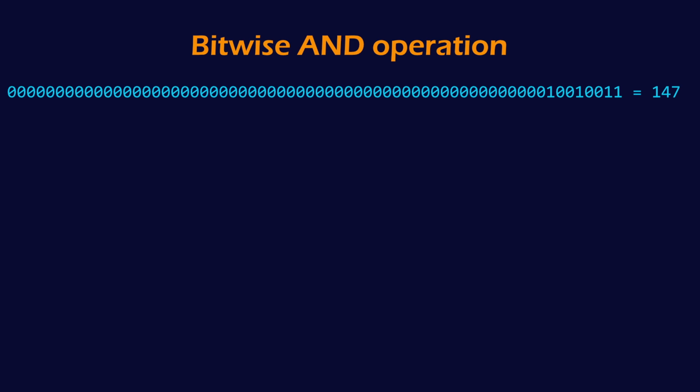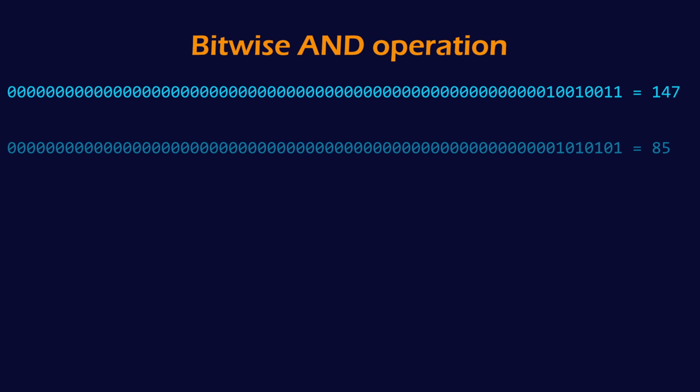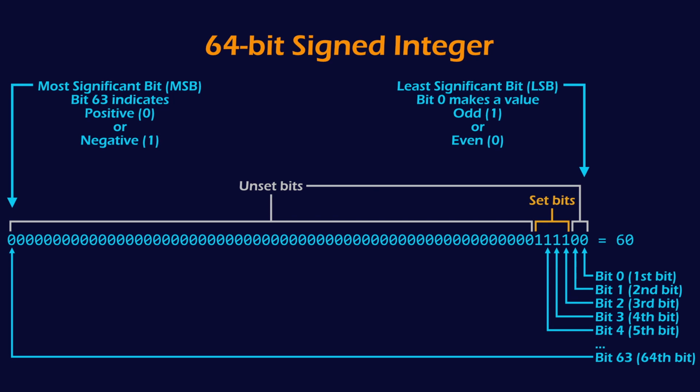Here are the bits for decimal value of 147 as a 64-bit integer. Here are the bits for the decimal value of 85 as a 64-bit integer. As an aside, remember that the first bit is the least significant bit. As with a lot of things in computing, we count bits from 0, not 1. So the first bit is bit 0. Conversely, the most significant bit is the 64th bit, which is bit 63.